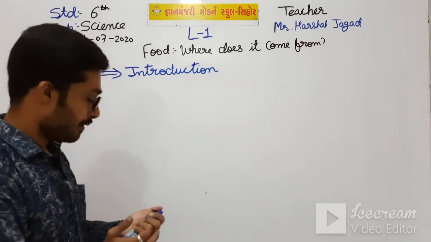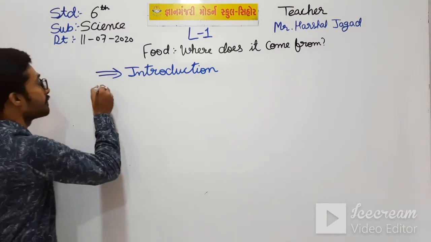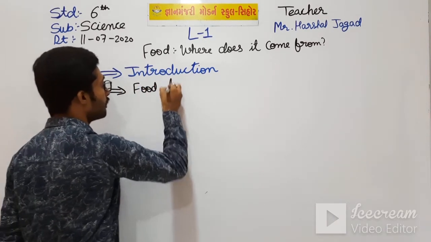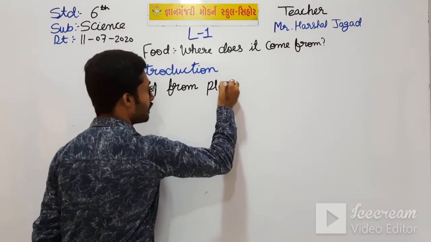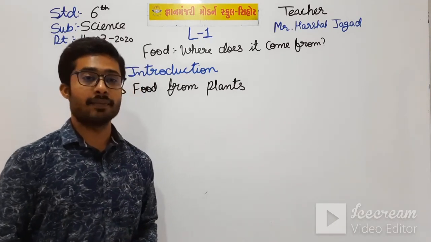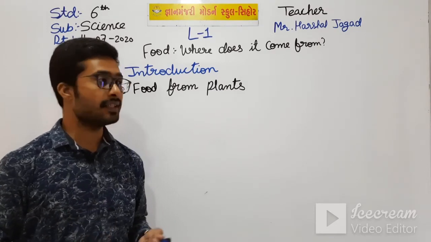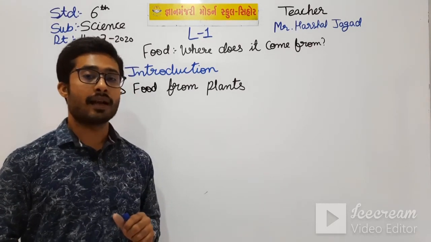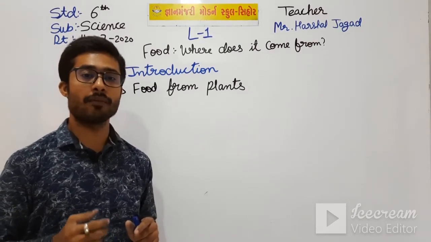So the next topic was food from plants. Food from the plants means the food which we get from the plant. Okay students, there are different parts of the plants and different food is obtained from them.